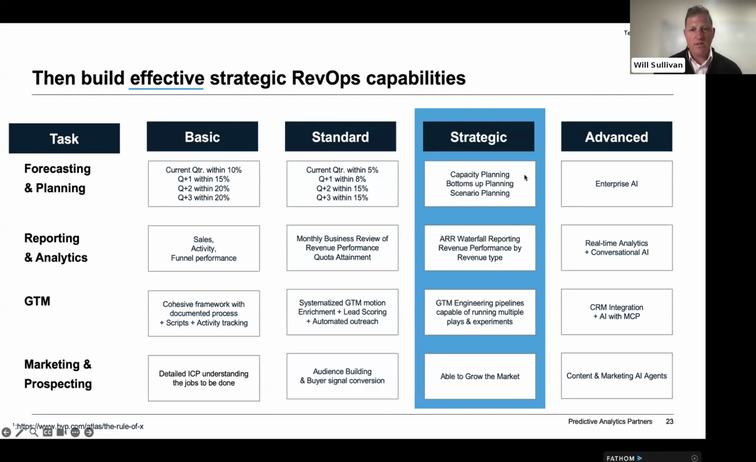This is where we get into VP of RevOps, building out capacity planning, bottoms-up planning, scenario planning. You can get this ARR waterfall reporting. I would say do it first with a batch approach. And then this is where, hot topic, go-to-market engineering comes in. Make sure you have a documented and clear go-to-market motion first before you apply Clay or Cargo to run some of these engineering components.